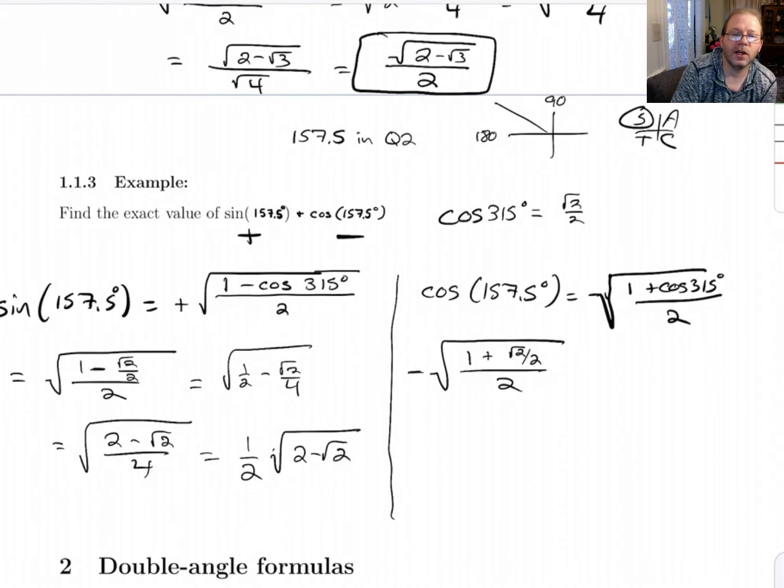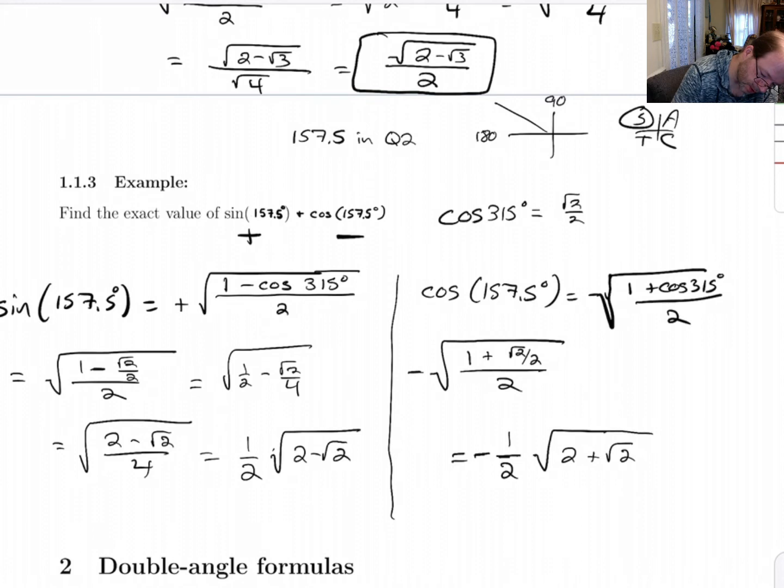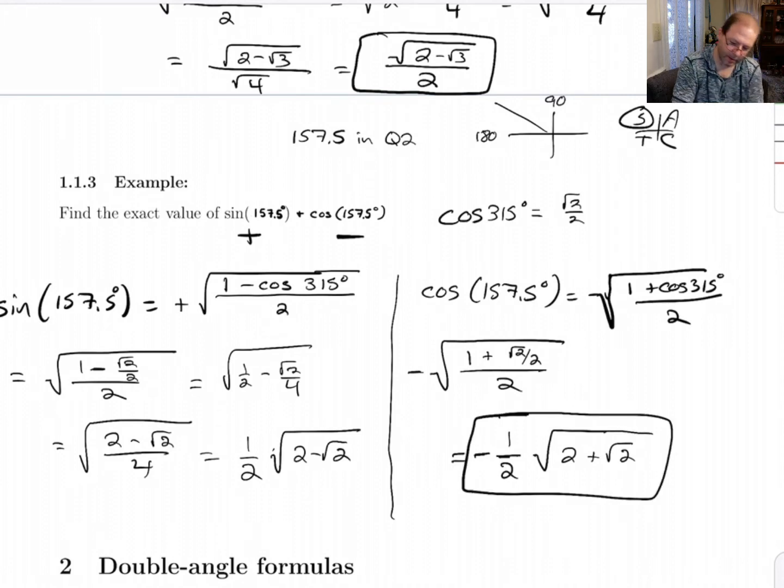And over here on the cosine, everything works out the same except for the sign is different. So I wind up with negative 1/2, 2 plus root 2 inside of there. Notice the two things that are different. This is different because of the difference in the formula. This is different because of the quadrant that we're in. 157.5 is in quadrant 2, and therefore the sine is positive and the cosine is negative.